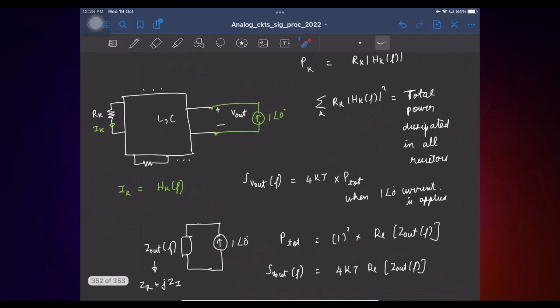So next what we did was, this impedance should be the adjoint network, and we can again reduce it to an equivalent impedance. This is fine. Again a complex impedance. Power is dissipated only in the real part. So this is also fine. So what's the problem?